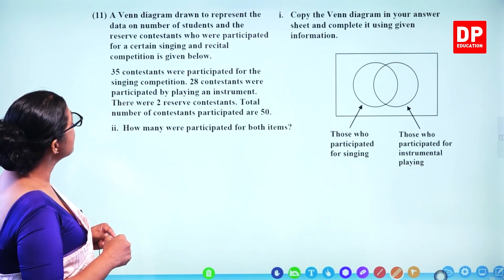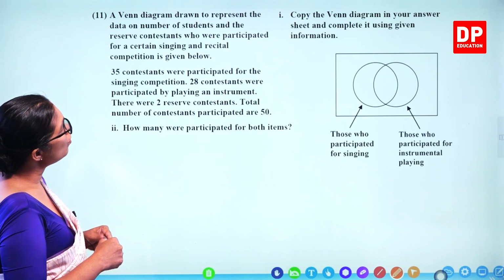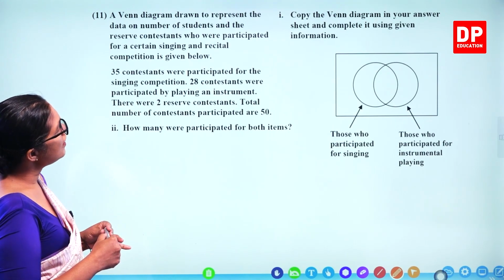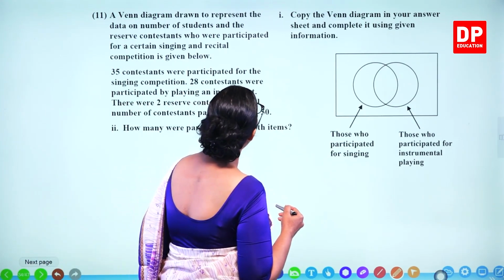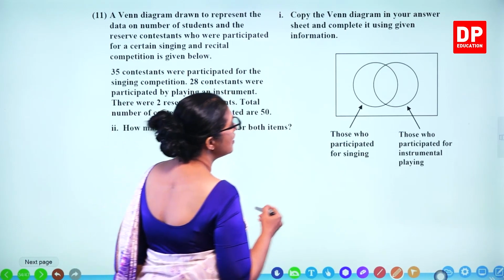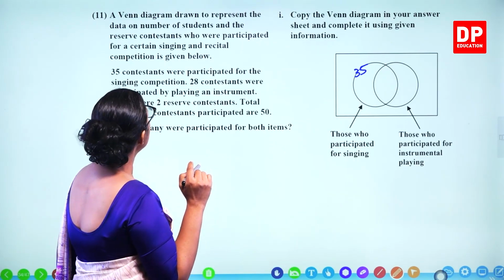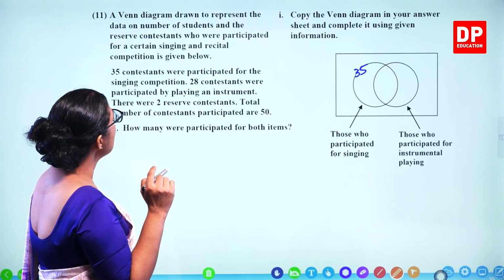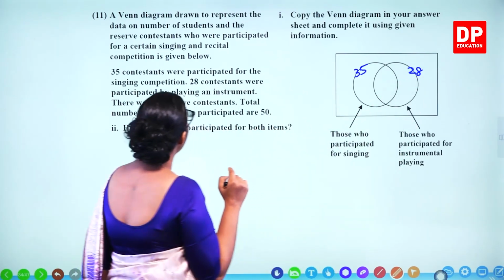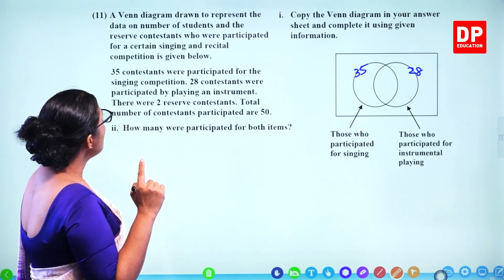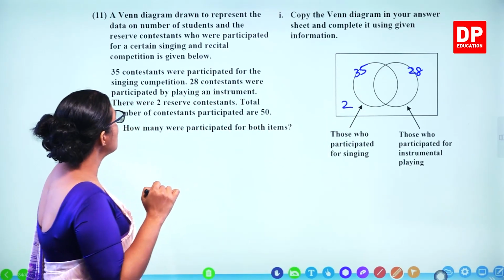35 contestants participated in the singing competition. So we have to copy and mark the information on the Venn diagram. So we'll do that. 35 contestants participated in the singing competition, so this is singing, so this is 35. And 28 contestants participated by playing an instrument, so 28 here. There were 2 reserve contestants, so that means not participated, so reserve goes outside the 2 circles.